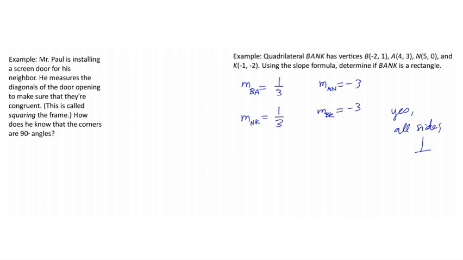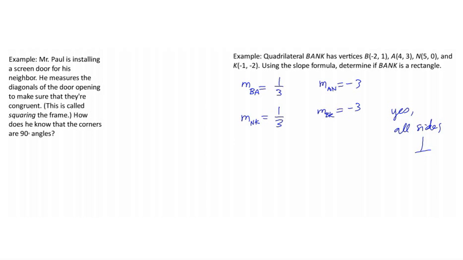Okay, we're going to end up with 2 more examples, and they're going to feature the same rectangle. We're calling it BANK, or quadrilateral BANK. We want to see if it's a rectangle. As with general parallelograms, we have ways of testing to see if BANK is a rectangle. Since they told us to use the slope formula, we're going to use the definition of rectangle. That is, a quadrilateral that has 4 right angles.